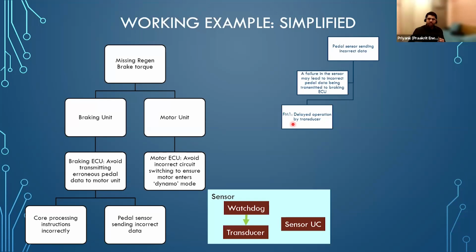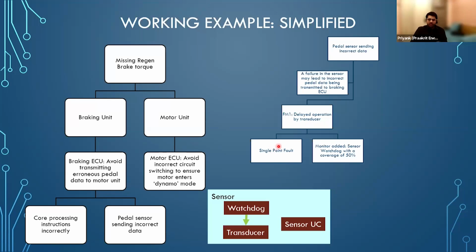So the system did not initiate the regen braking. That's failure mode 1. In this case, it's a single point fault. I say that because this single failure alone will lead directly to a pedal sensor sending incorrect data, which takes me back to this tree, and that will lead to missing regen brake torque. So this faulty operation of the transducer leads to a direct missing regen brake torque, and so it has the capability to lead to a single point fault.